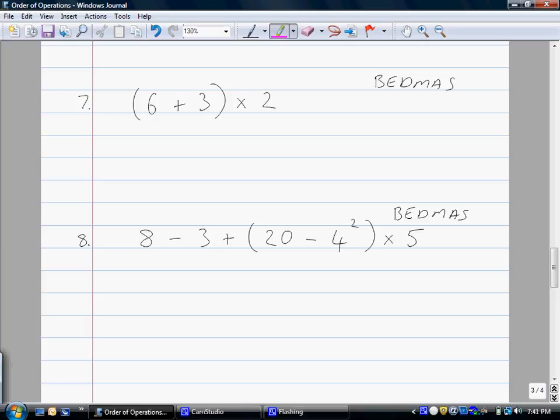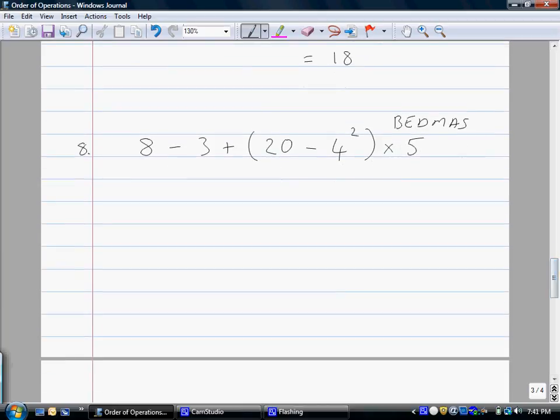So normally multiplication we'd do before addition. Normally multiplication would be done before addition, but because the addition is inside the brackets, this makes them more important, gives them a higher priority, so we work out the addition first because they're inside the brackets. So when we do that, we don't need to write the brackets anymore. So 6 plus 3 is 9, and we still have times 2. So we've worked out what's inside the brackets. The rest of it we leave the same. Only one operation left, 9 times 2, 18.